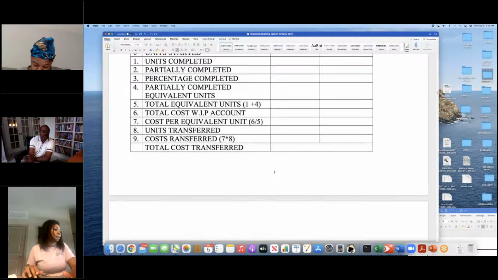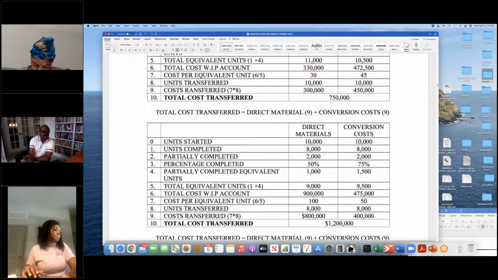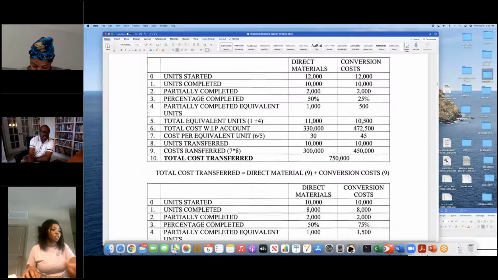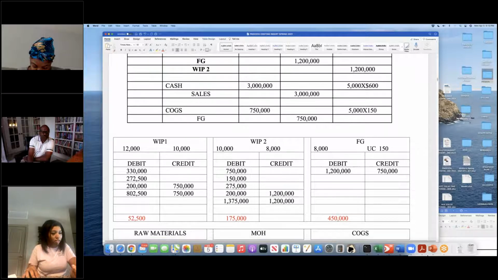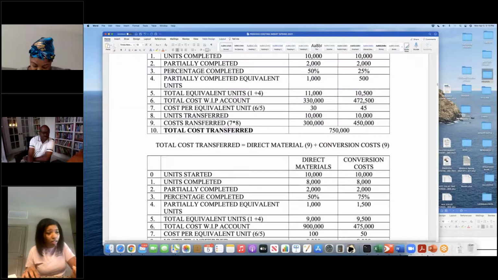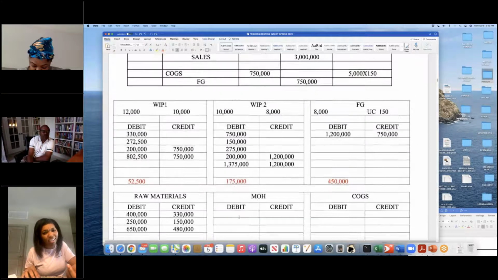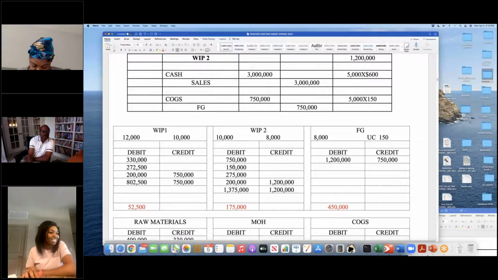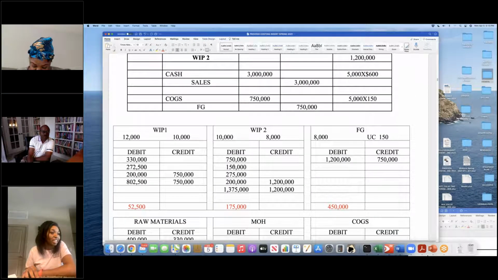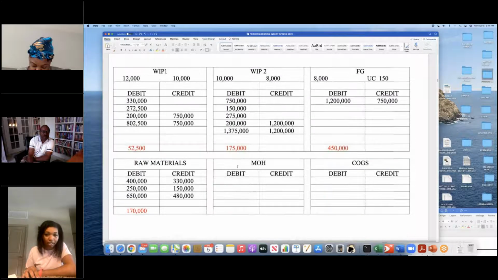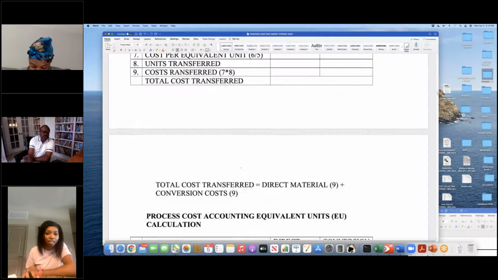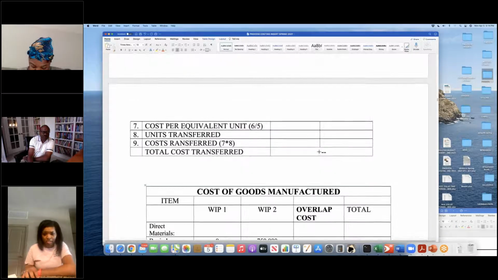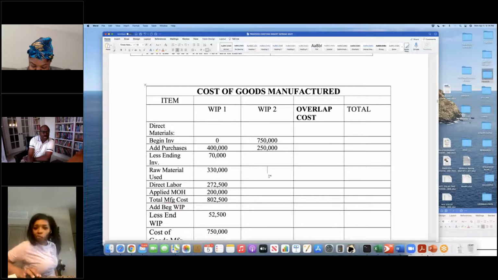Let's look at the T account for that. And we said the raw materials used was 900,000, right? Right, which was 750,000, right? Wait, what did you just say? 750 plus 150 is what? 900,000. Right. So the raw materials used was 900,000.